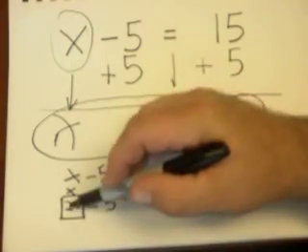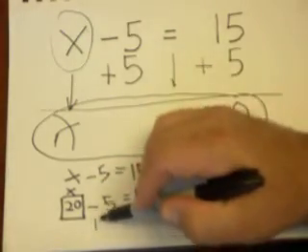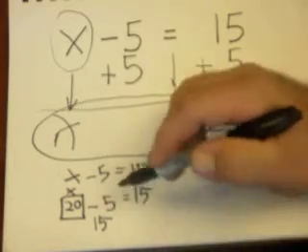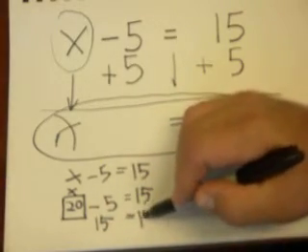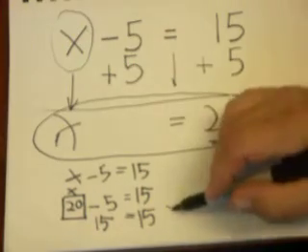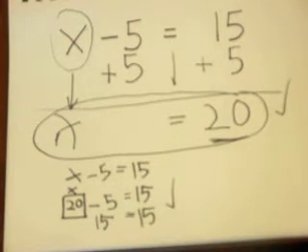So I've got 20 minus 5. 20 minus 5 is 15, and 15 is equal to 15. It's now in balance. Perfect. So we know this is a correct answer.